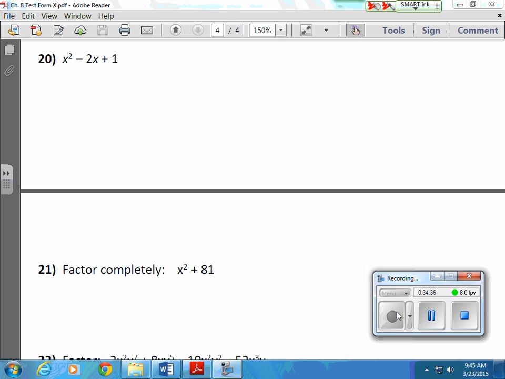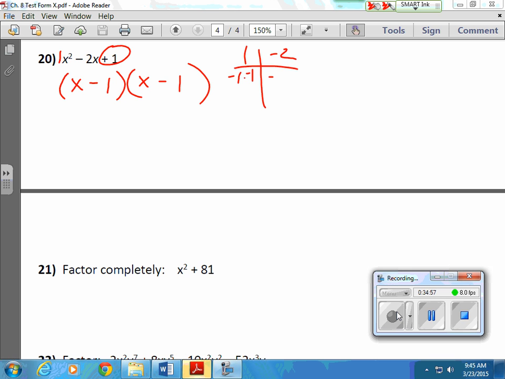Everybody got this one right, right? x minus 1, x minus 1. Because if you do the T-chart, 1 times 1 is 1, and they need to add up to -2. So that's what you get. You don't have to solve, you don't have to do anything else except for that.